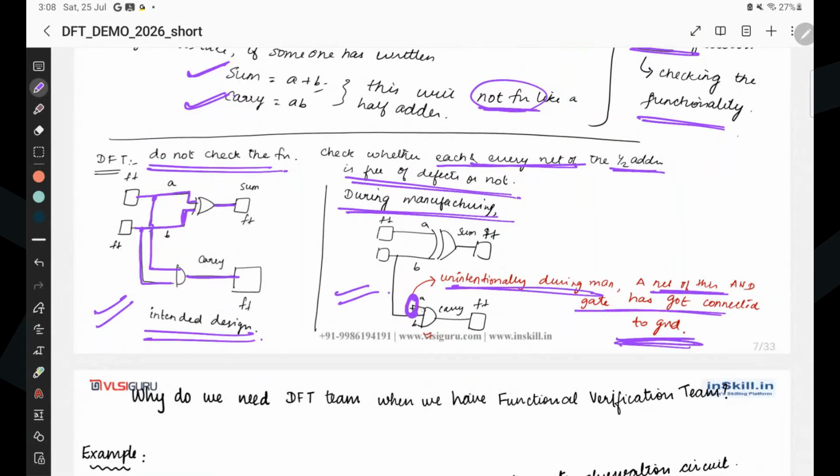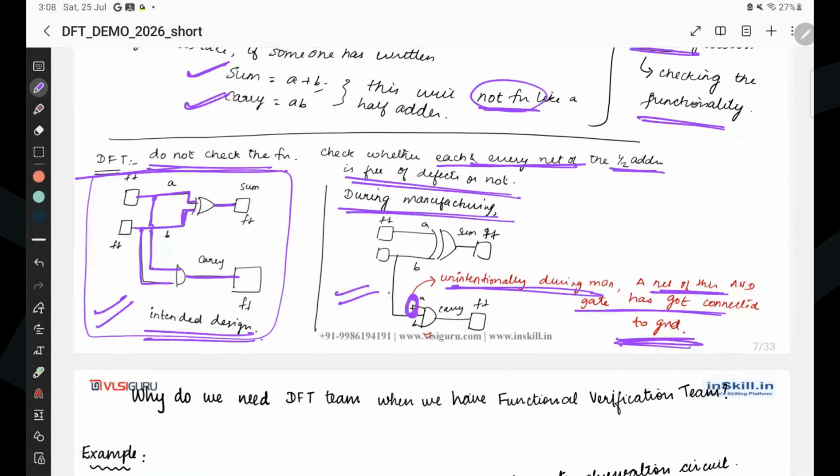So the DFT team, we do not check the functionality. We check whether each and every net of the half adder is free of defects or not. So this is our intended design, but suppose during manufacturing, unintentionally, the A net of this AND gate has got connected to ground.